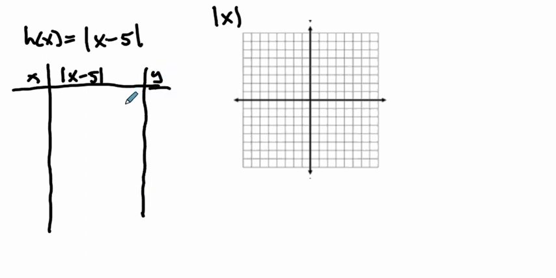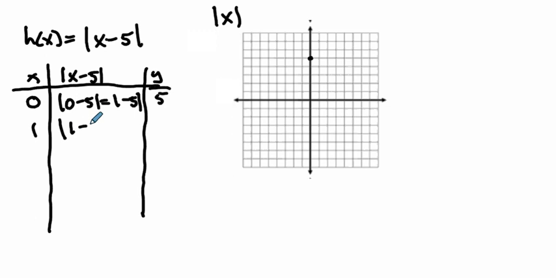Okay, so what I want you to think about here is, we're going to put in some numbers, and we're going to see what happens. If I put in 0, I get 0 minus 5, which is equal to the absolute value of negative 5. And we know that the absolute value of negative 5 is 5. So I get the point (0, 5). I go 0, and I go up 1, 2, 3, 4, 5, and I put a point.